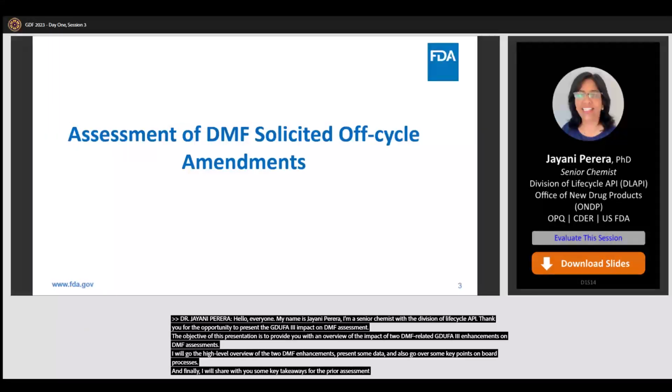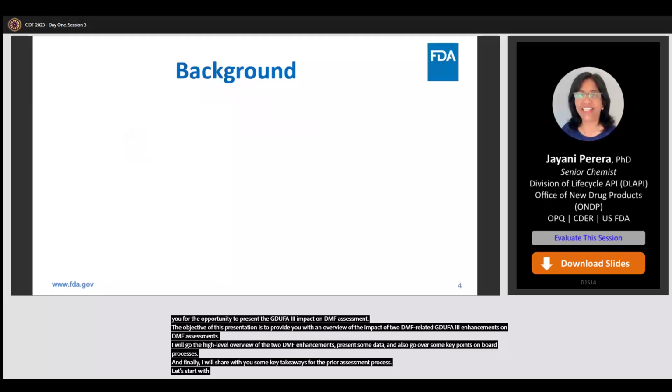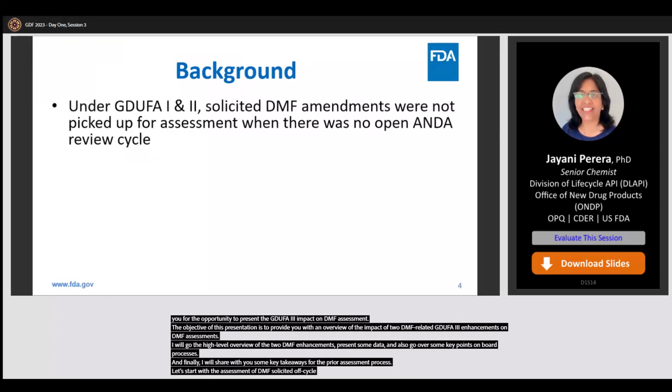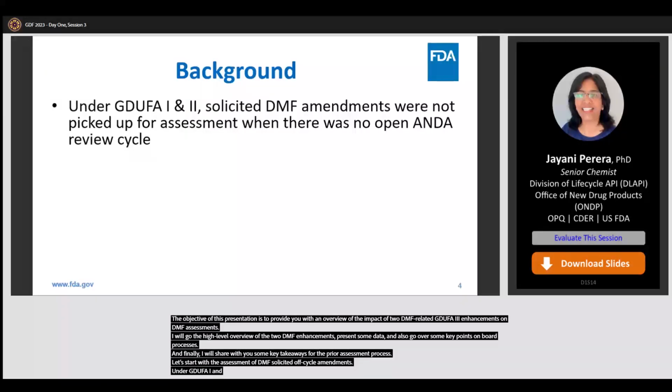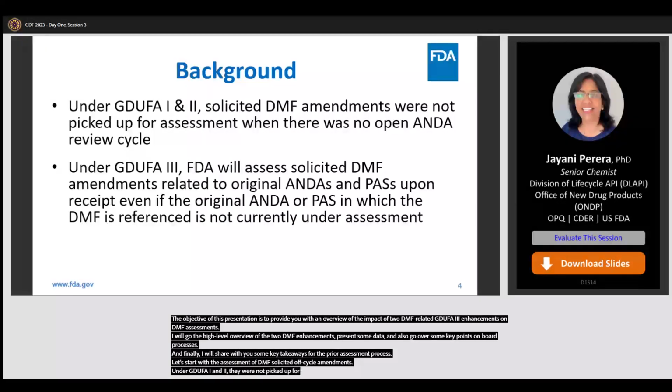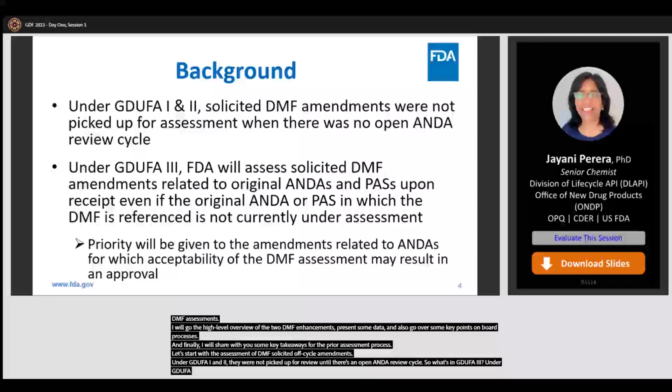Let's start with the assessment of DMF solicited off-cycle amendments. Under GDUFA I and GDUFA II, solicited amendments were not picked up for review until there was an open ANDA review cycle. So what's new in GDUFA III? Under GDUFA III, FDA will assess the solicited amendments without an open ANDA application, and the priority will be given to the amendments related to ANDAs for which acceptability of the DMF assessment may result in an approval.